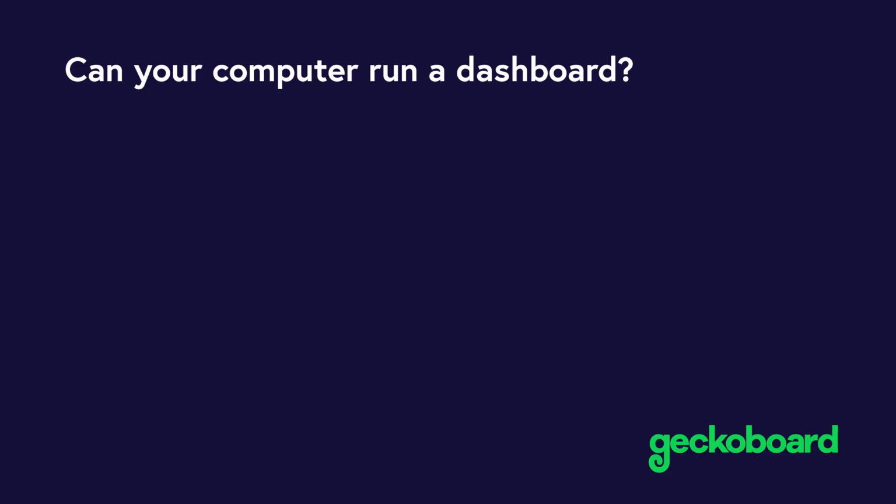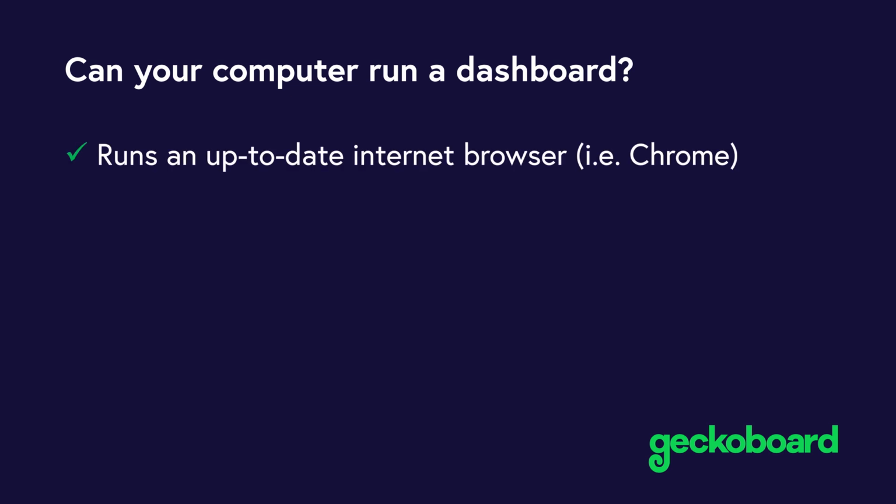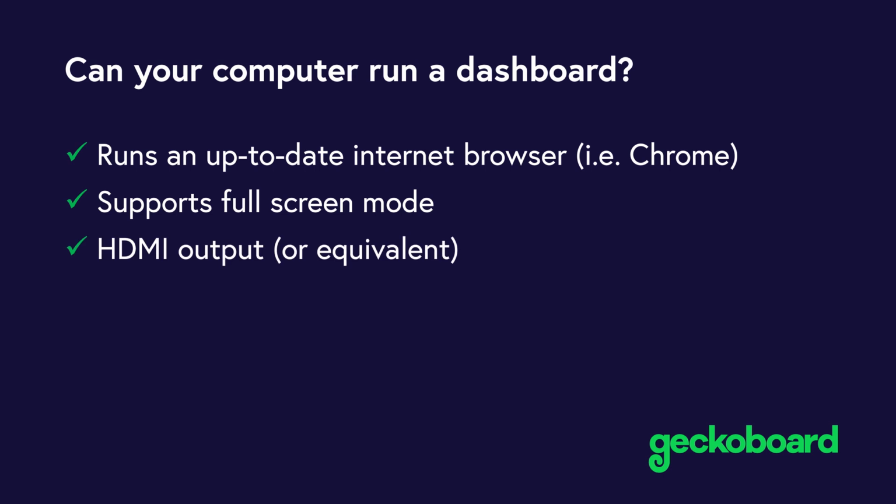Whichever device you're using, just check that it can run your dashboard software. In the case of Geckoboard, which is browser-based, that just means your computer needs to be able to run a modern, up-to-date browser like Firefox or Chrome. Make sure that it supports full screen mode, that it has a HDMI output or something similar to connect to your screen, that it has at least a gigabyte of RAM, and that it can connect to Wi-Fi.